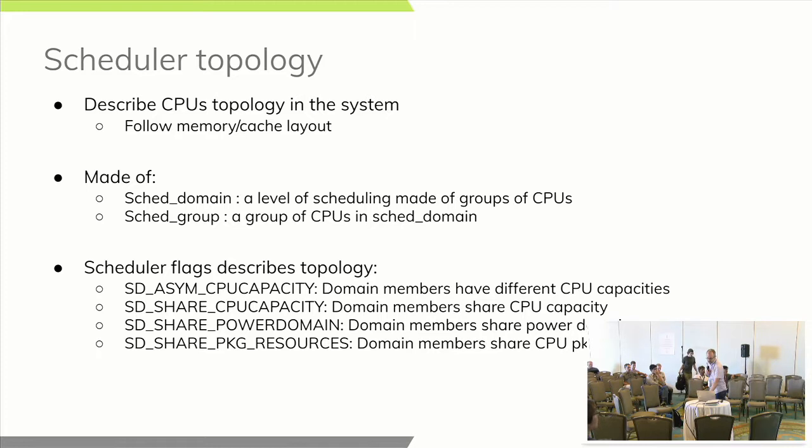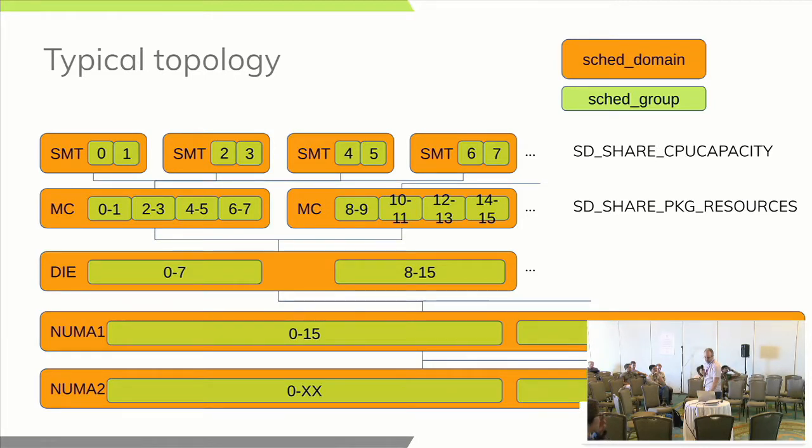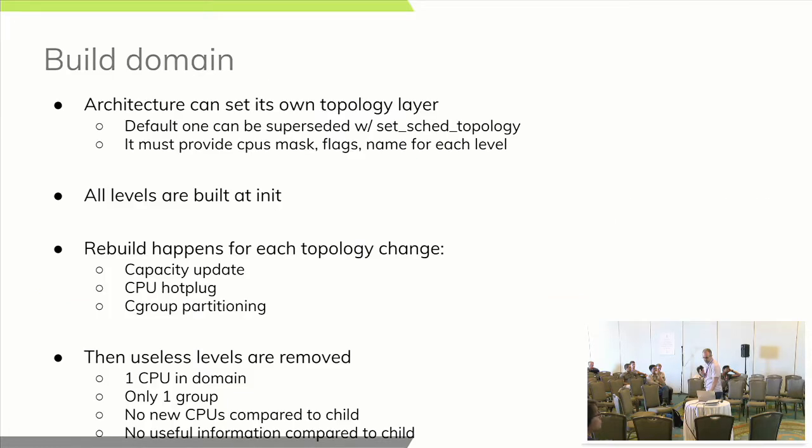We are mainly speaking about SCHED domain and SCHED group. A SCHED domain is a level, and a SCHED group is a group of CPUs in this level. Then we describe the interaction between these groups. That was an example I described last time between the SCHED domain and SCHED group, so we will not come back to that.